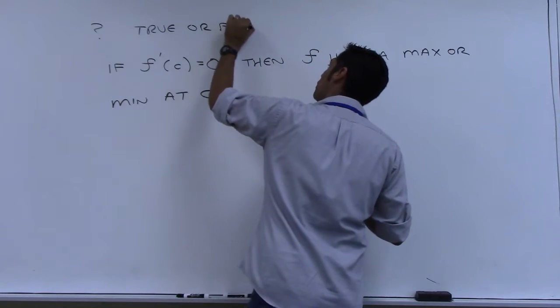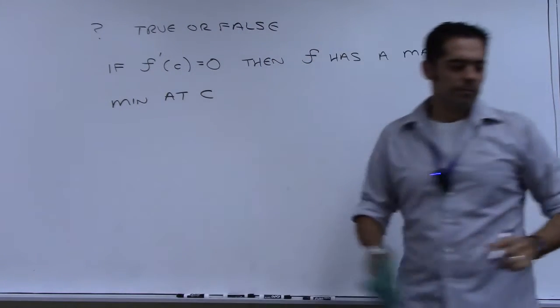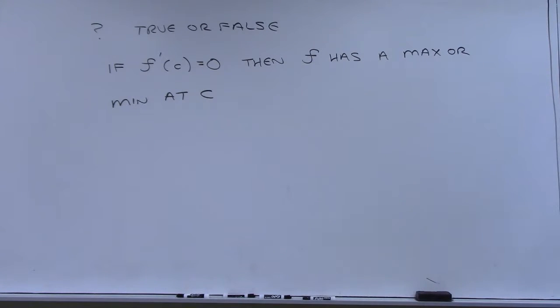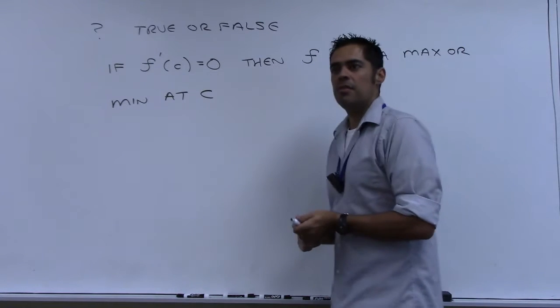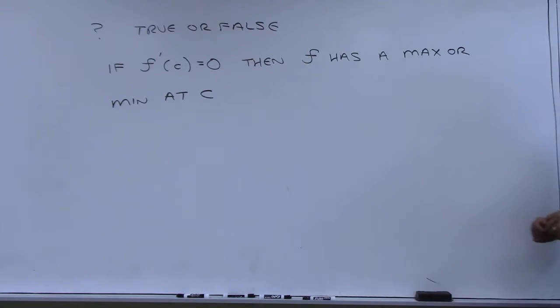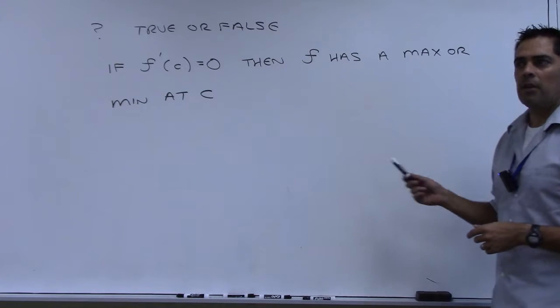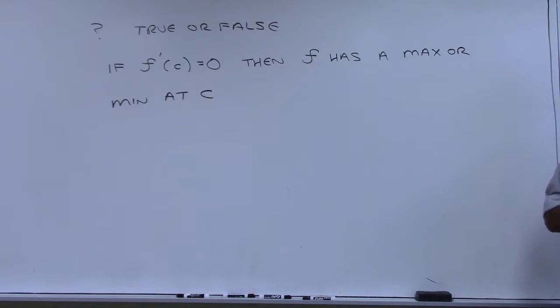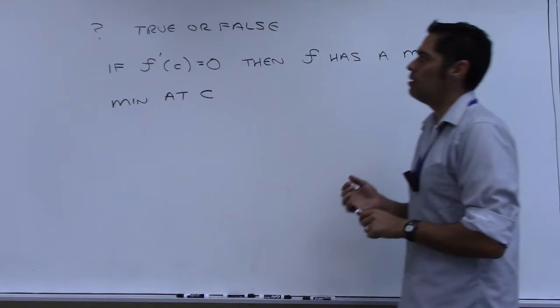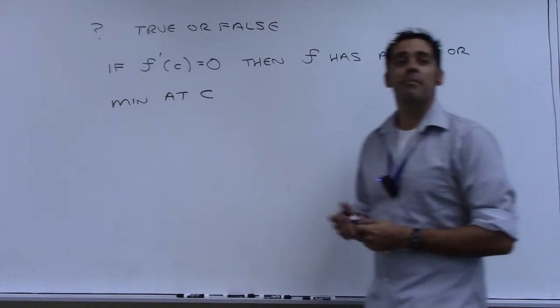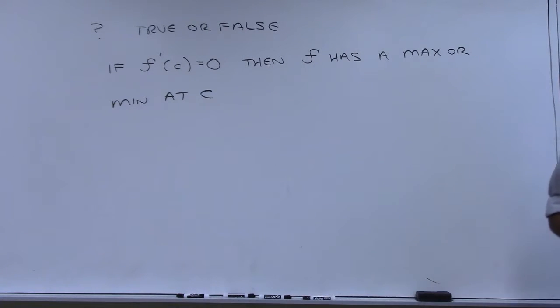I have one false. True? False? So I'll offer someone a bonus if you think this is false to draw me a counterexample. To just come up here and sketch out a function that has a derivative of 0, but you don't have a maximum or minimum there. You want to try it? Go ahead.